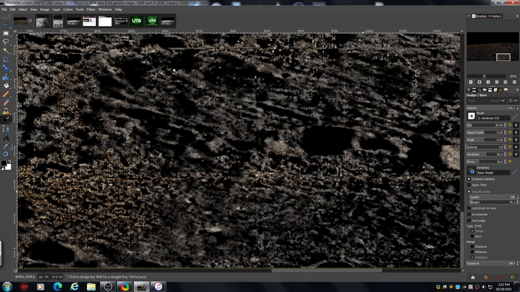I mean, the crazy thing about this is they're not isolated anomalies. I mean, they cover the whole surface. So remember the perspective.